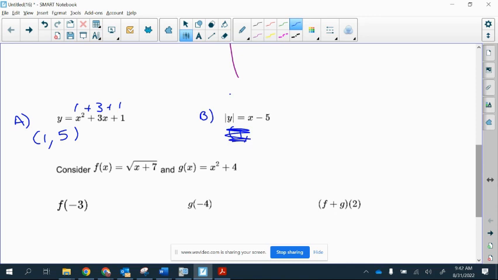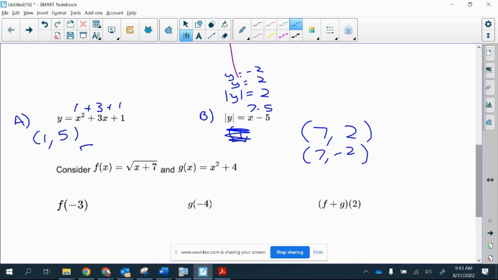If I made x being 7, I would have 7 minus 5. I'd have the absolute value of y is equal to 2. Now, what's going to happen is there's two possible outcomes that would have an absolute value of y being 2. That is when y is 2 or when y is negative 2. So we'd have points (7, 2) and (7, negative 2). And because of two outcomes for a single input, this is not a function.